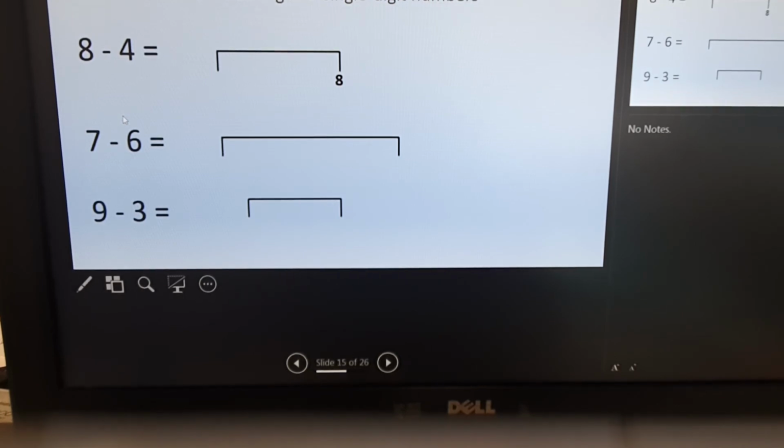We are subtracting 4. So we take away 1, 2, 3 and 4, and we get our answer 4. Pause the video and have a go at the next two.